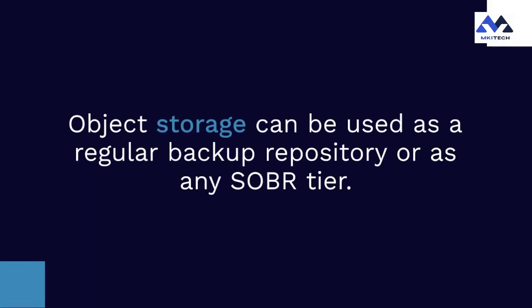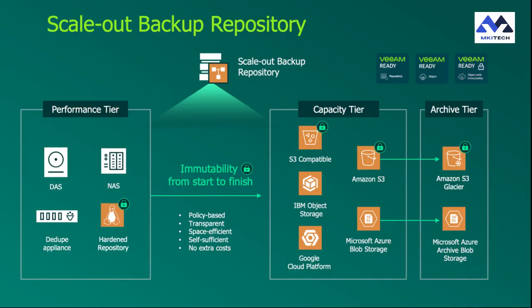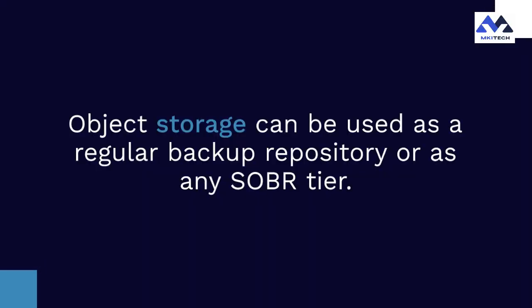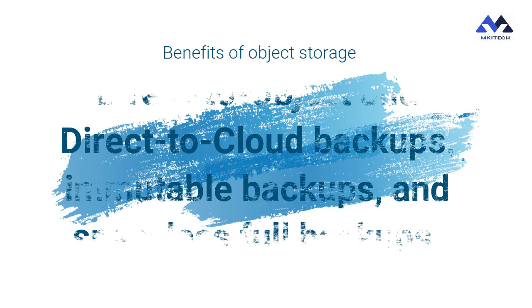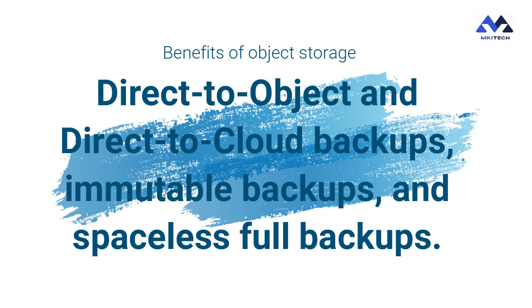Okay. Let's begin by looking at direct backup to object storage. With V12, you can now take full advantage of the scalability and reliability of on-premises and cloud object storage without sacrificing backup and restore performance. Please note that object storage repositories can be used as a regular backup repository or as any SOBR, scale-out backup repository tier. The unique benefits of object storage integration in V12 include direct-to-object and direct-to-cloud backups, immutable backups and spaceless full backups. As stated, let's look at the unique benefits in a bit more detail.